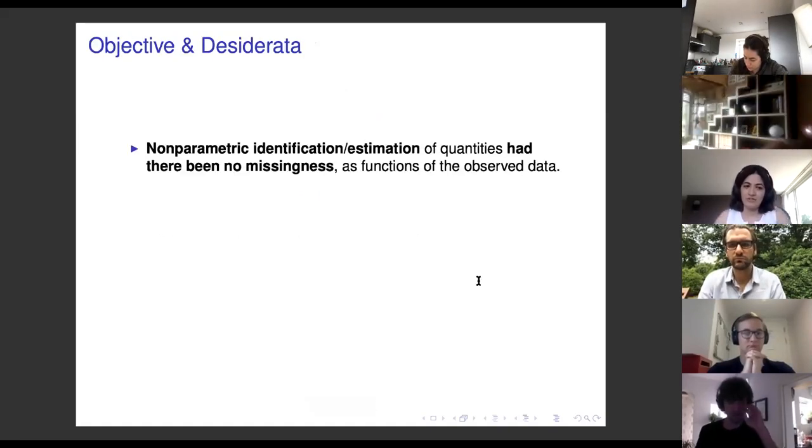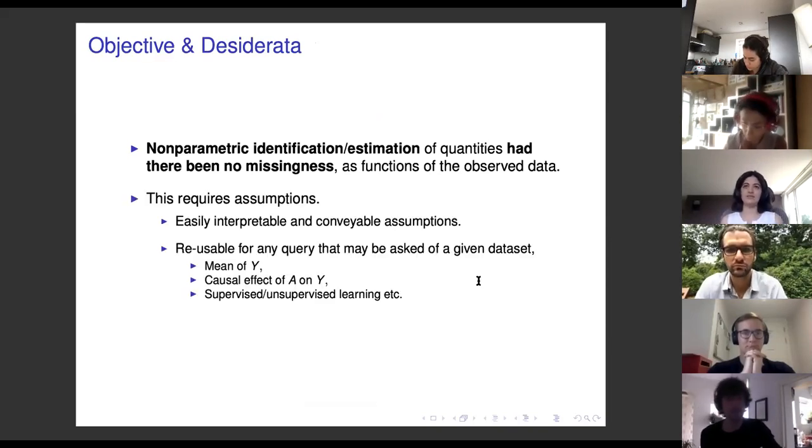The objective in our missing data research is non-parametric identification of quantities had there been no missingness, as functions of the observed data, and then doing estimation on top of that. So this talk is mostly focused on the identification part.